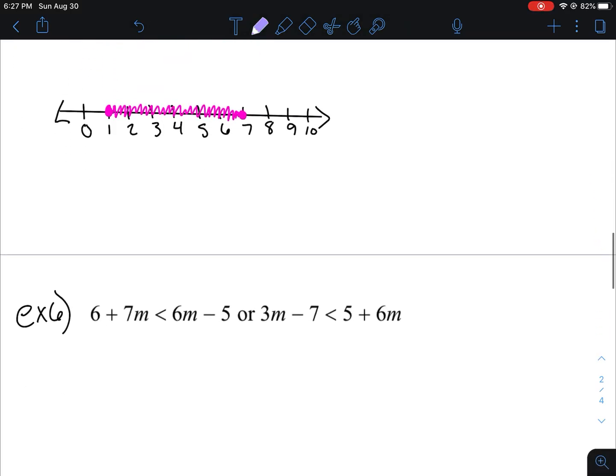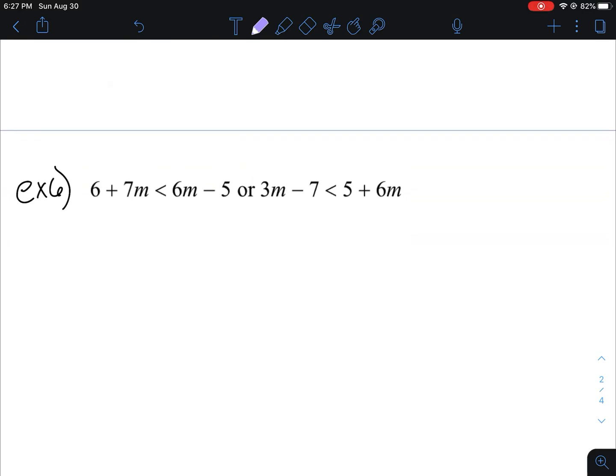Alrighty. So our next one here is an or statement. Looks a little complex, but here is our or out of all of that. So we're going to go ahead and solve that. What I'm going to do is have all my m's on my left-hand side here. So I'm going to subtract my 6m from both sides. So I get 6 plus 1m is less than negative 5, and then I'm going to subtract 6 from the other side, and I get m is less than negative 11.